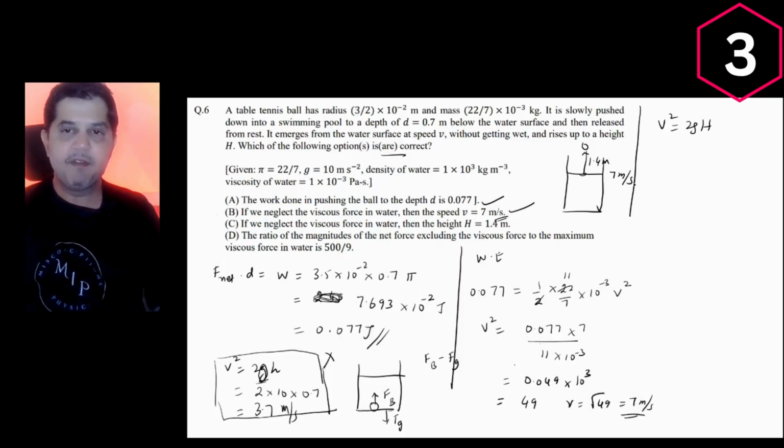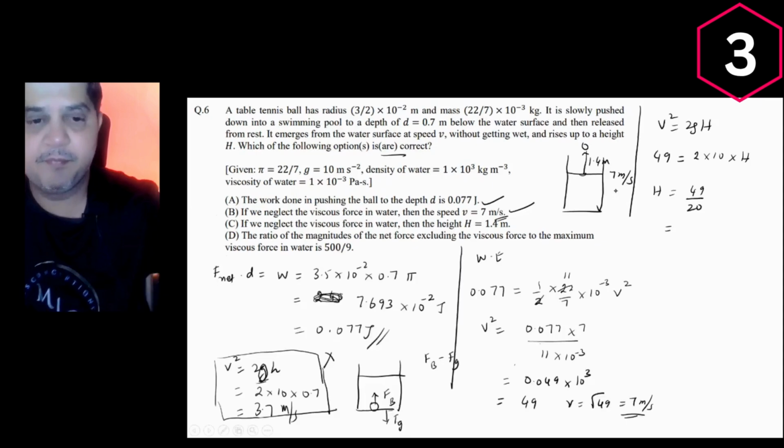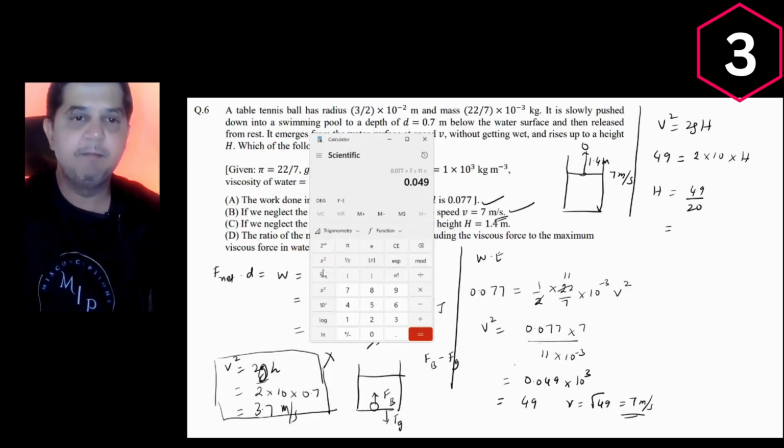So therefore, v square, which is 49 over here, should be equal to 2 into 10 multiplied by h. I do not know the value of h. I'm going to calculate this. h should be equal to 49 divided by 20. So when I do this, let me take up my calculator once again. So this should be 49 divided by 20.